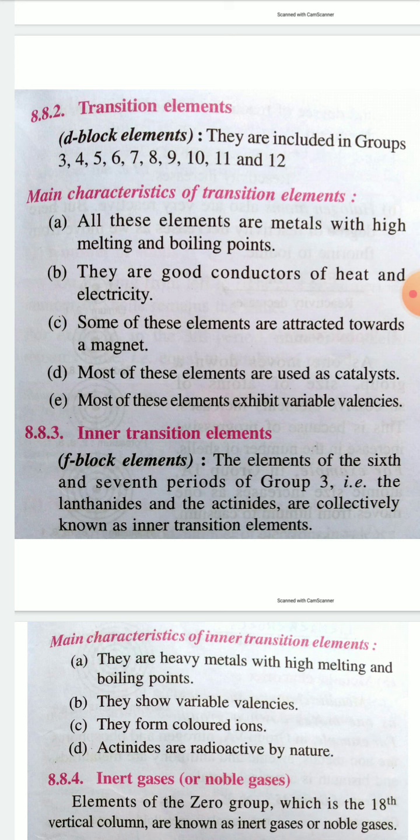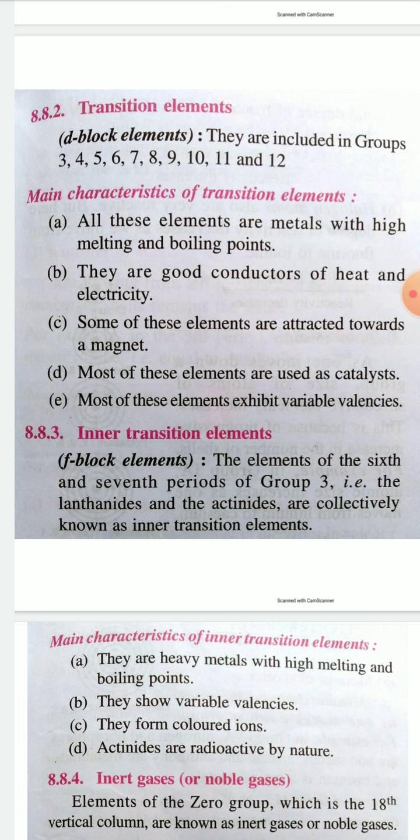Second point, they are good conductors of heat and electricity because they are metals. They have more free electrons. That's why they are good conductors of heat and electricity. Some of the transition elements are attracted towards a magnet, like iron and cobalt. So some of these elements are attracted towards a magnet.